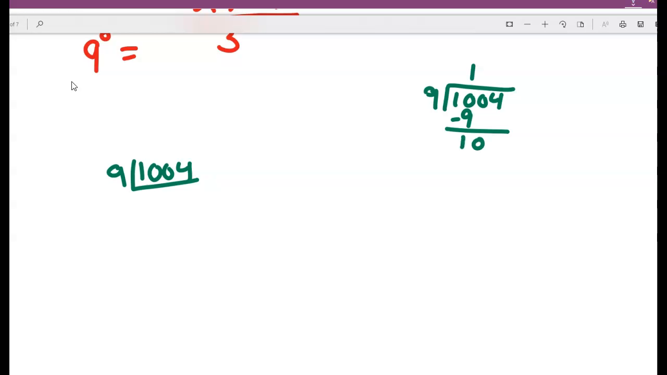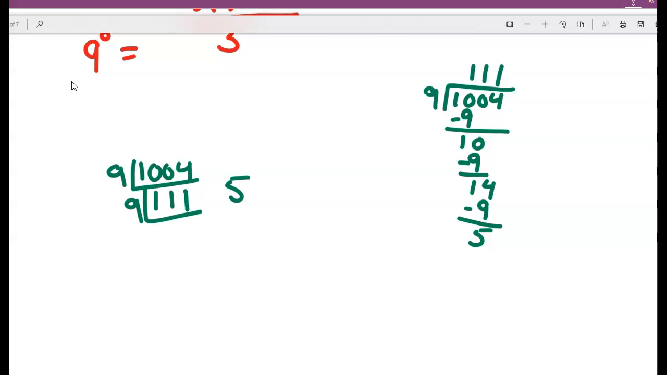Bring down my 0. 9 goes into 10 one time. It's a 9. Subtract, 1. Bring down my 4. 9 goes into 14 one time with a remainder of 5. So I'm going to put 1, 1, 1 here, and I'm going to put my remainder 5 out here.